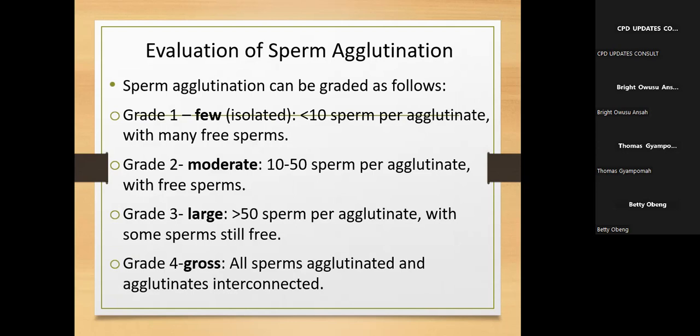The doctors may not be comfortable or they may not understand what grade 1, grade 2 means. So grade 1 would mean few. So on your rough sheet, you can say grade 1, but you know that grade 1 is few. So in your final report, you say few agglutinase. Okay, few agglutinase. So few means that less than 10 sperm per agglutinase. So there are clumps. You are seeing them aggregating, but you see 3 or 4 or 5 sperms aggregating at a time. So you can only say there are few.